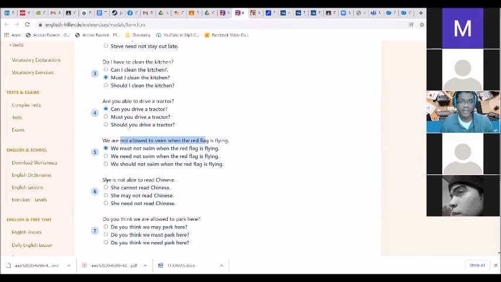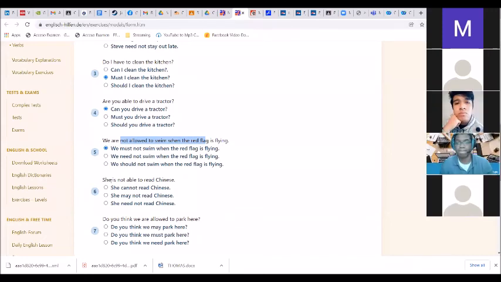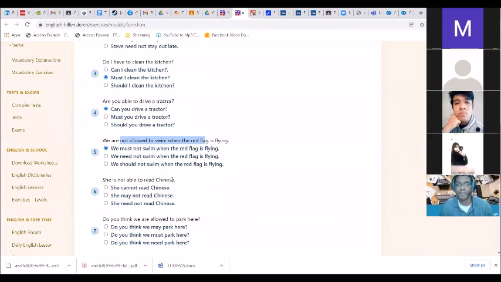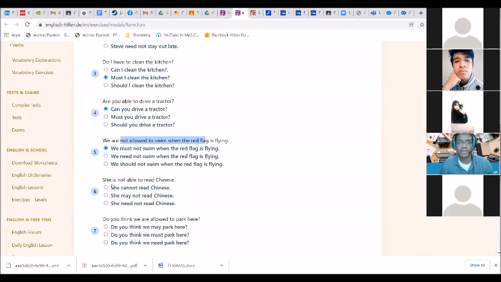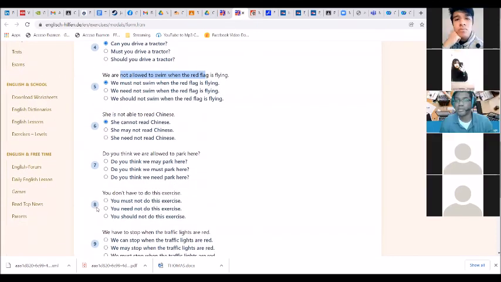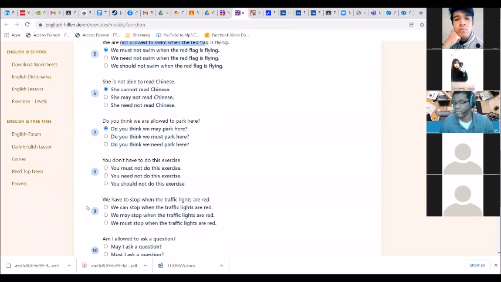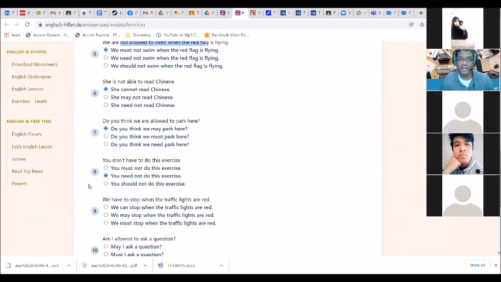All right, Laura, number 6. She is not able to read Chinese. She cannot read Chinese. Good. Hugo, number 7. Do you think we may park here? Yes. Is it allowed? Liliana, number 8. Yes, you need not do this exercise. Perfect. It's not a necessity.